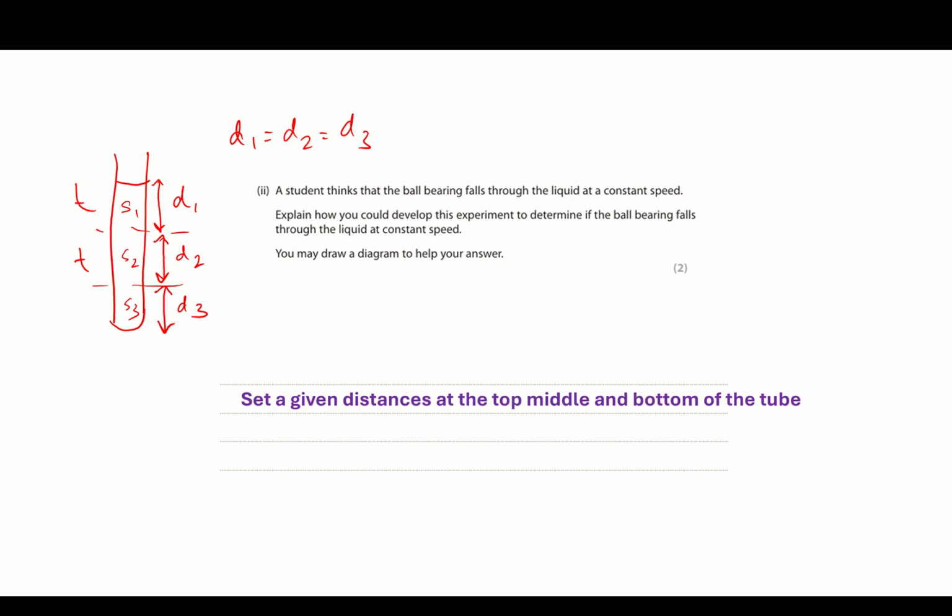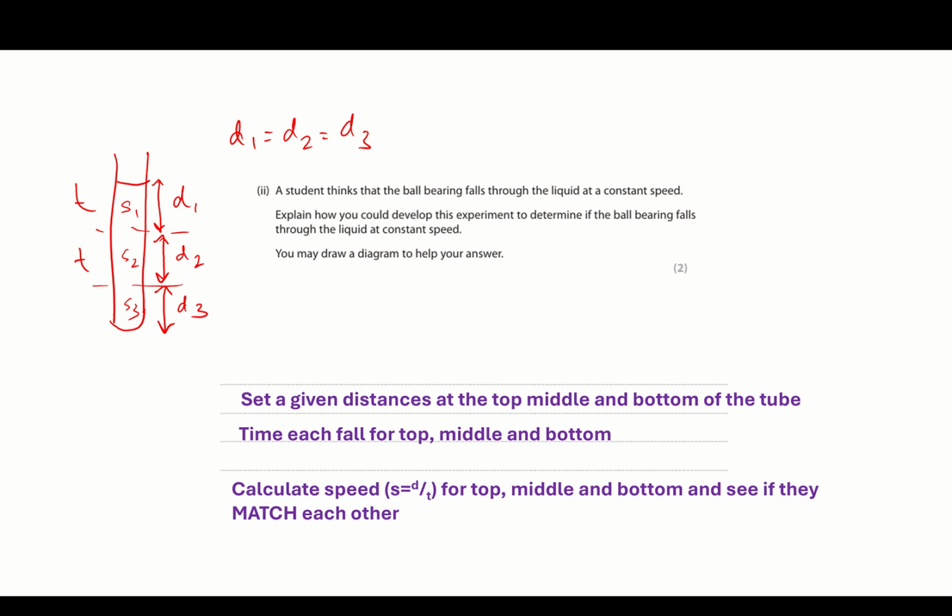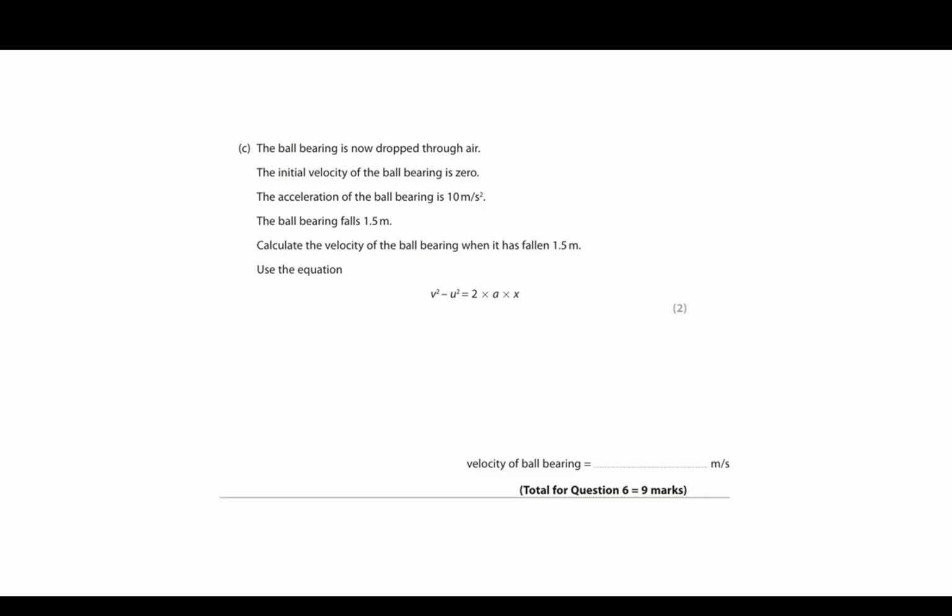So set a given distance in the top and the middle and the bottom of the tube. So top, middle and bottom of the tube, set a distance, the same distance. Time, using a stop clock, each fall for the top, the middle and the bottom. Calculate the speed. So speed equals distance divided by time for the top, the middle and the bottom, and see if they match. And there you go, that's 2 marks.